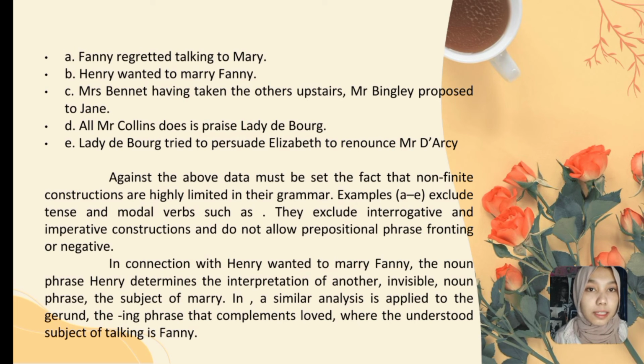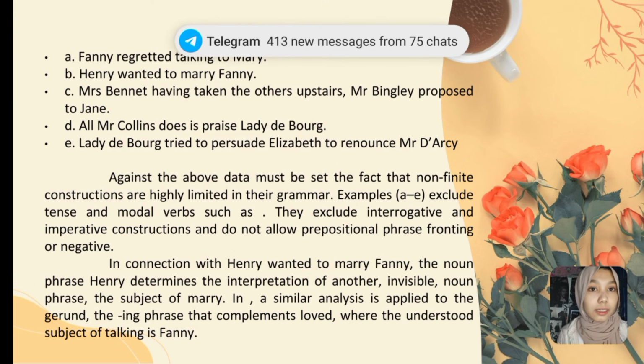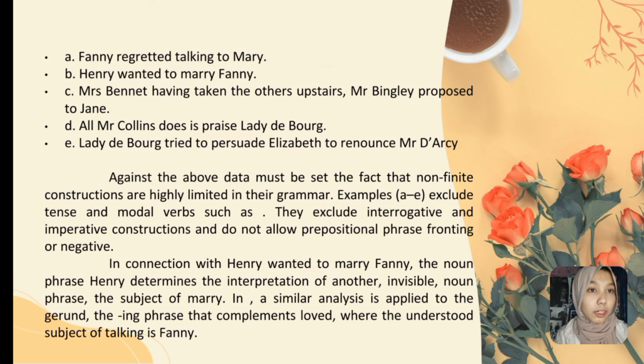The first example is Fanny regrets talking to Mary. Henry wants to marry Fanny. Mr. Penn having taken the order upstairs. Mr. Brantley proposed to Jane. All Mr. Collins does is press Lady de Bourgh, and then Lady de Bourgh tried to persuade Elizabeth to renounce Mr. Darcy.